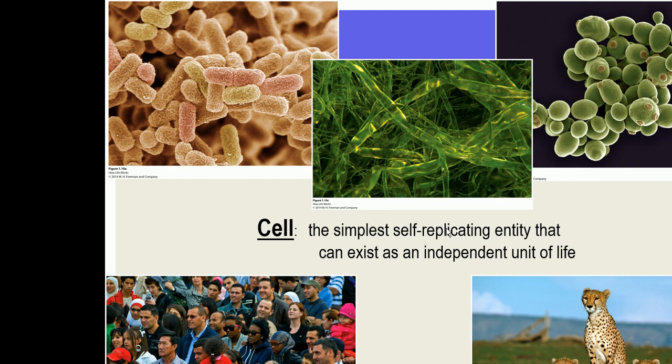Okay, so the basic unit of life is a cell. Now what is a cell? A cell is the simplest self-replicating entity that can exist as an independent unit of life.